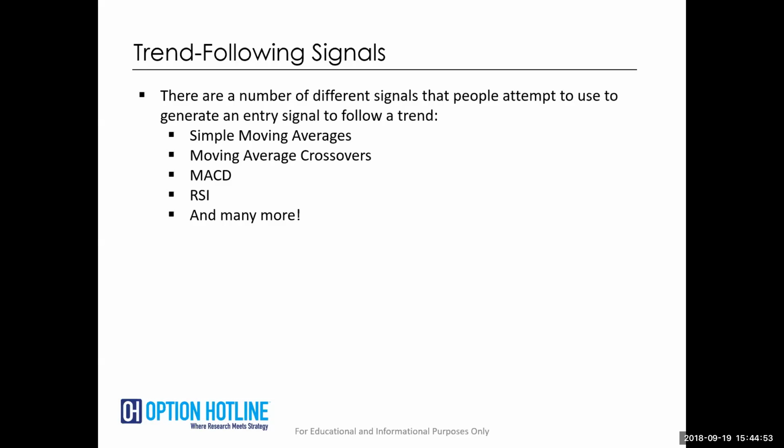So I'm going to talk a little bit about simple moving averages, moving average crossovers, the MACD, which is moving average convergence divergence, and RSI, the relative strength index. There's a lot more than that. The easiest way for me to show you guys this is just to simply show you on a chart what they look like. So that's what we're going to do right here.